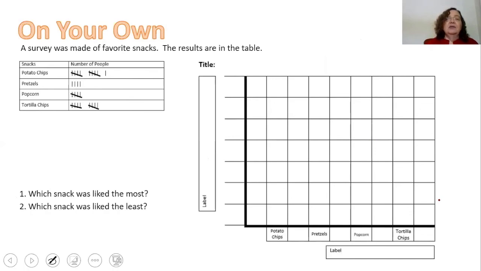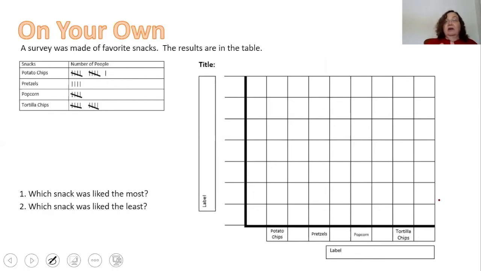Let's move on. So now this is on your own. A survey was made of favorite snacks. The results are in the table. So we have potato chips, pretzels, popcorn, tortilla chips. And so you need to decide, what is your title going to be? How are you going to label the two sides? And then what is your scale going to be? Are you going to do it by 1s, 2s, 5s, or 10s?